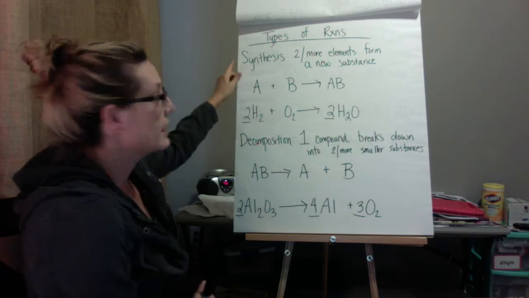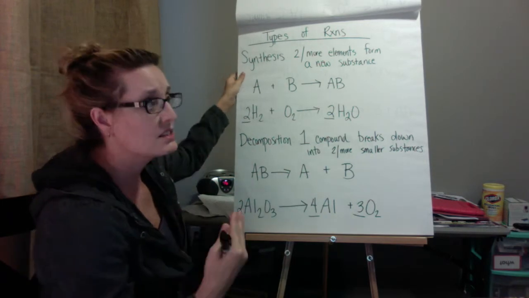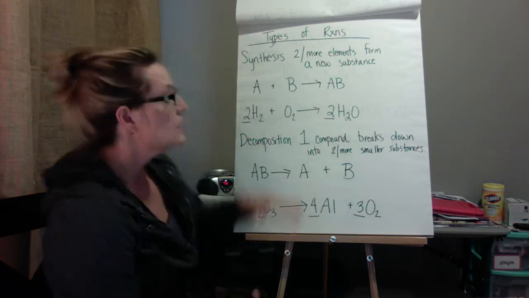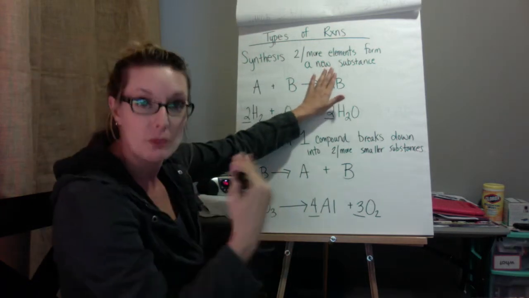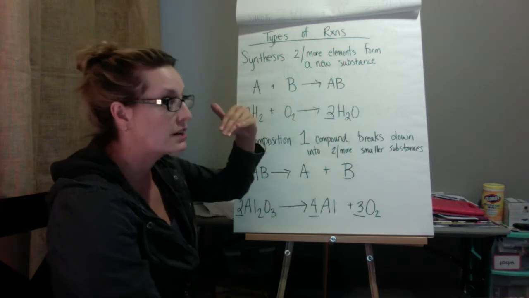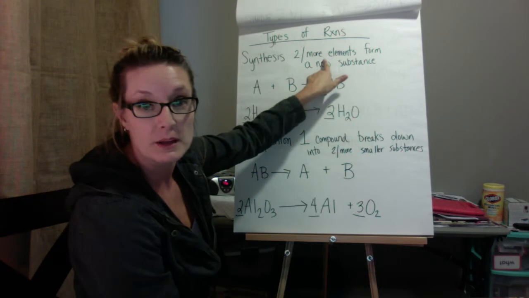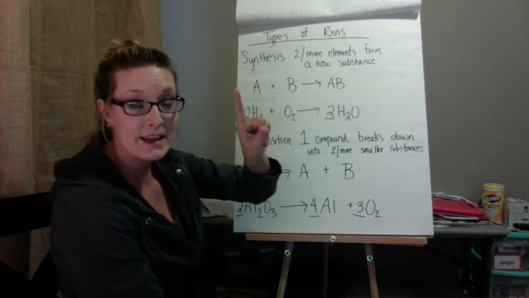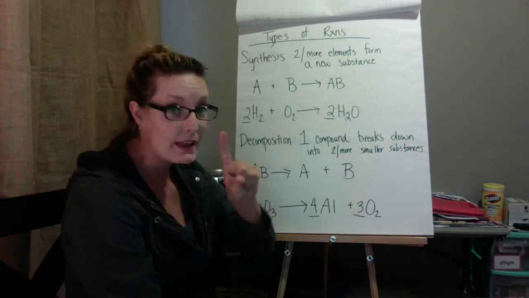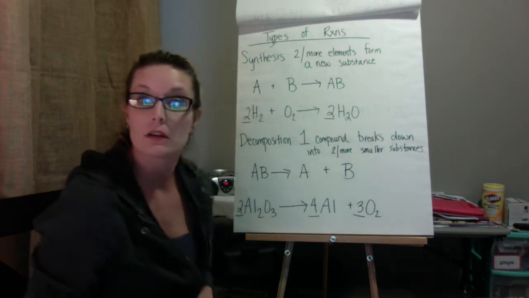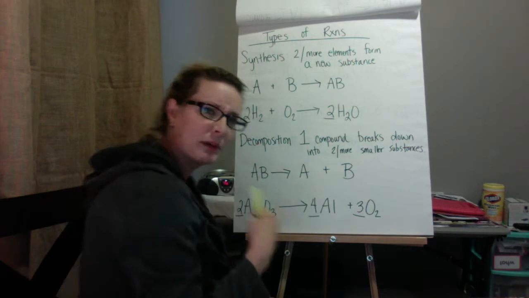So the synthesis reaction is the first type. The word synthesis just means to synthesize, which means to put together. So this is a definition, and you may be asked a question about this. What type of reaction is a synthesis reaction? Well, it's one where you have 2 or more elements and they are forming, that's a very important word, a new substance. So what am I looking for in my general formula, right? What am I looking for?